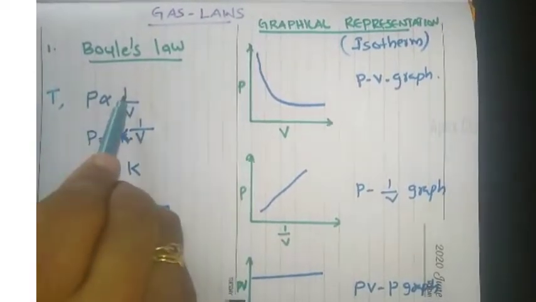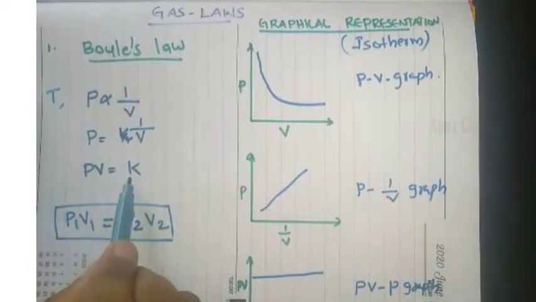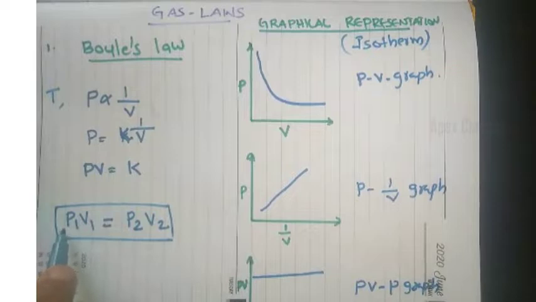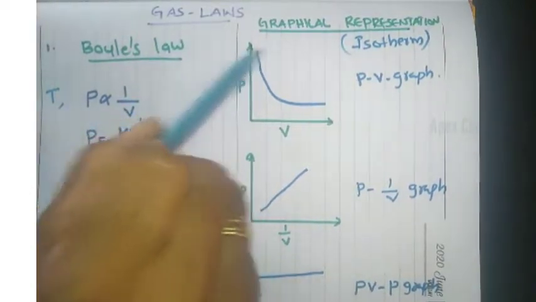That is, P is proportional to 1 by V, then P is equal to K into 1 by V, then PV is found to be a constant, K. Then according to Boyle's law, P1 V1 is equal to P2 V2 at constant temperature. Then how can you represent Boyle's law graphically?